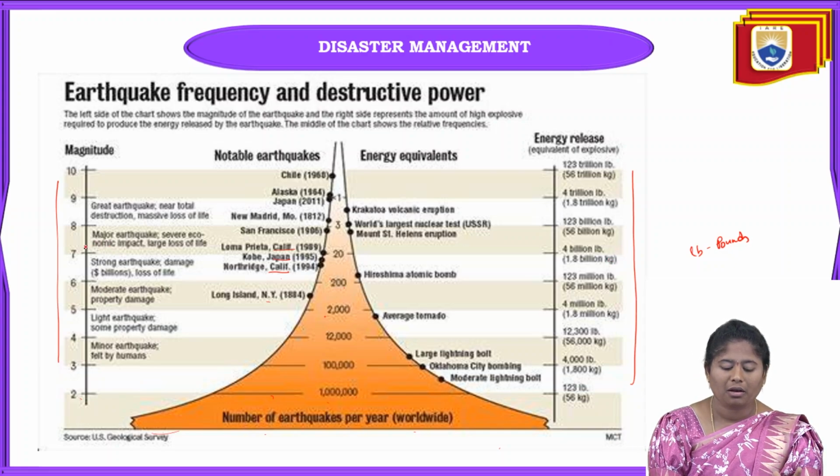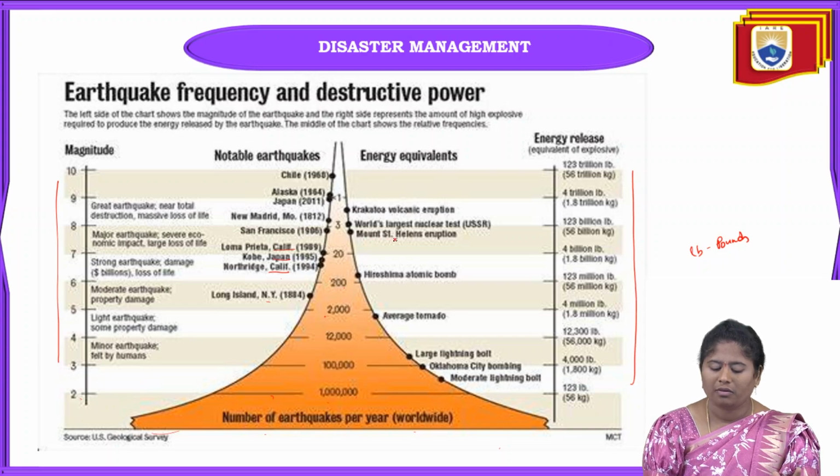Next one is the 7 to 8 magnitude, that is a major earthquake with severe ecosystem impact. There will be a very large loss of life, and that occurred in San Francisco. Also, due to atomic bomb explosions, these earthquakes can happen.